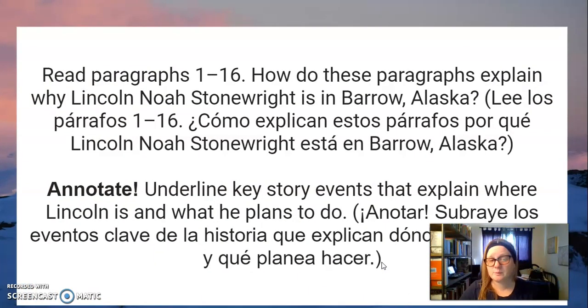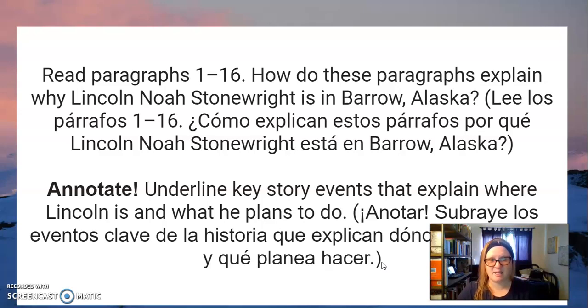Then you're going to only read paragraphs 1 through 16. It's a long text, so it's broken up into 2 days. Read paragraphs 1 through 16 and focus in on this question. How do these paragraphs explain why Lincoln Noah Stonewright is in Barrow, Alaska? That's basically what you're trying to find out. Why is he in Alaska?